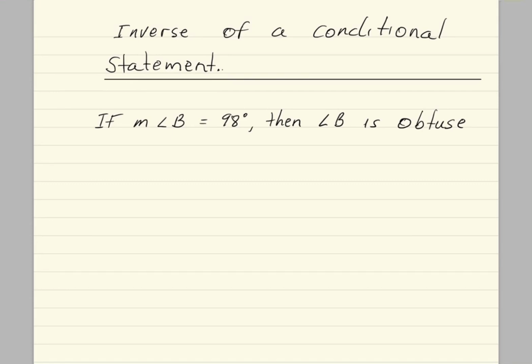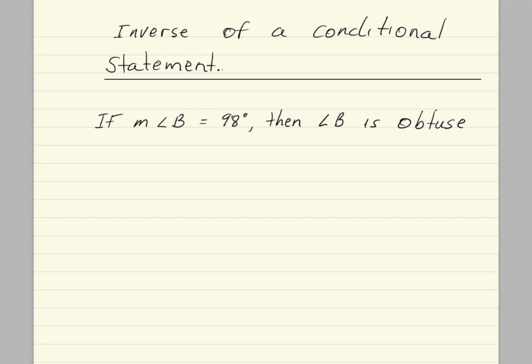So our next lesson is learning about what the inverse of a conditional statement is. So we have a conditional statement here, similar to the last lesson that we learned. If measure of angle B is 98 degrees, that being the hypothesis, then angle B is obtuse. That's the conclusion. So to write the inverse of a conditional statement, you negate the hypothesis and the conclusion. And if you remember our video in negation, it's basically to say something is not.